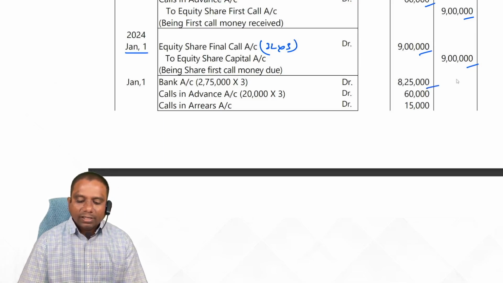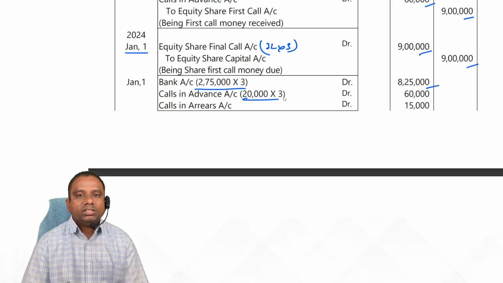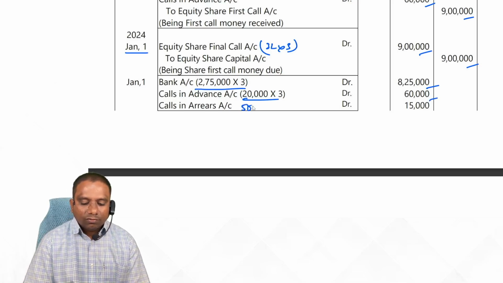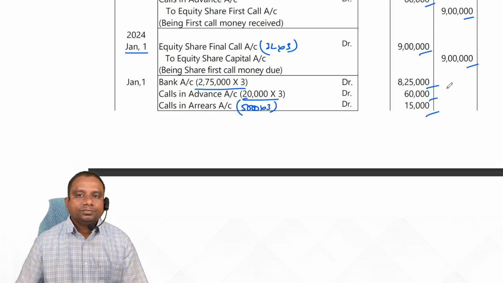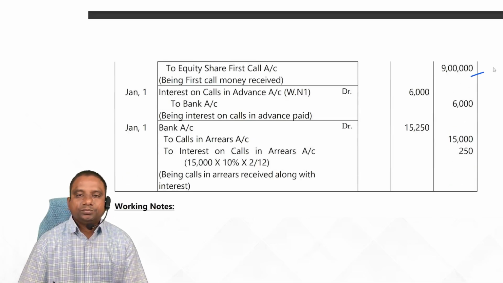Observe, bank account debit 2,75,000 into 3. Calls in advance 20,000 into 3. Advance money we are adjusting 60,000. Calls in arrears 5,000 shares into 3, 15,000. Total 9 lakh. Yes or no?